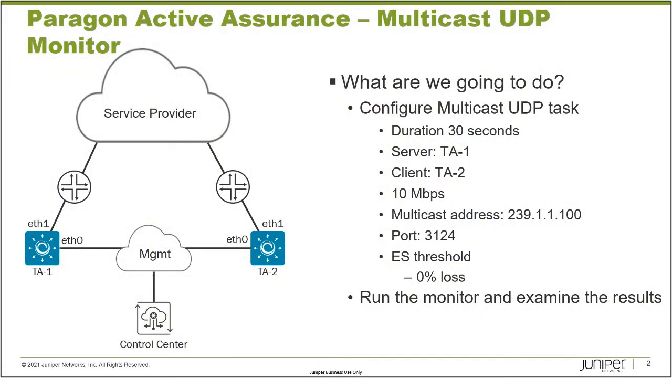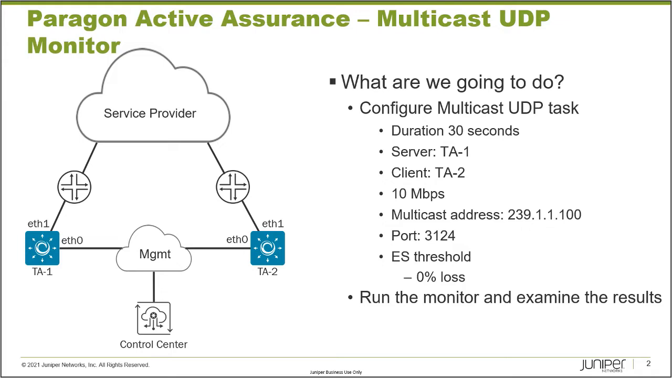Alright, so here is the topology for our Learning Byte, and there are three main devices we want to talk about. We have TA1, TA2, and the control center. TA1 and TA2 use ETH0 to connect to the management network, which then provides connectivity with the control center. And then TA1 and TA2 use ETH1 to connect into the service provider network.